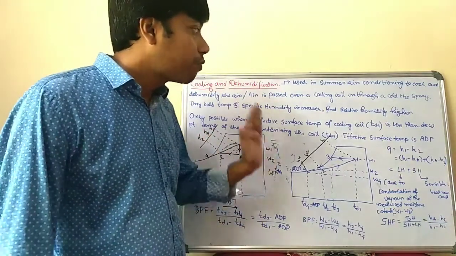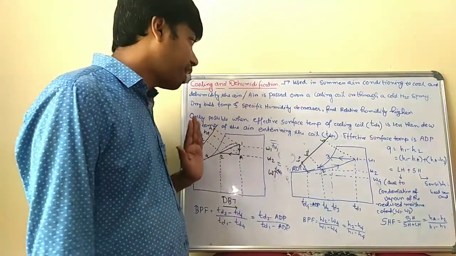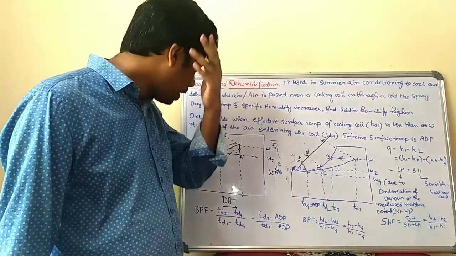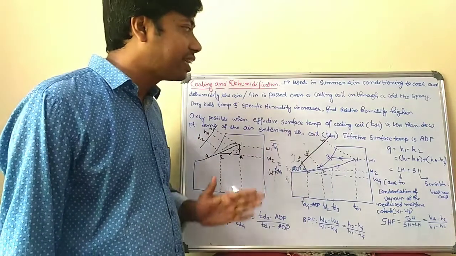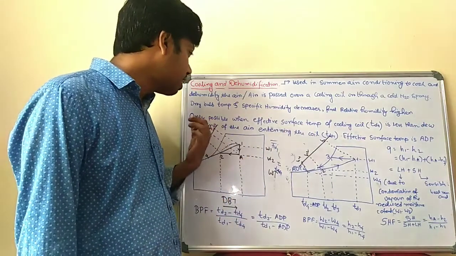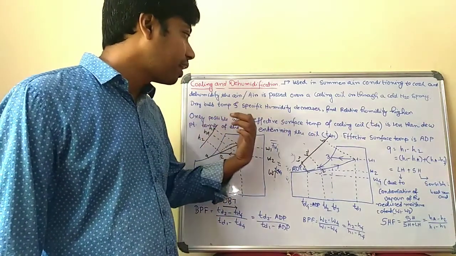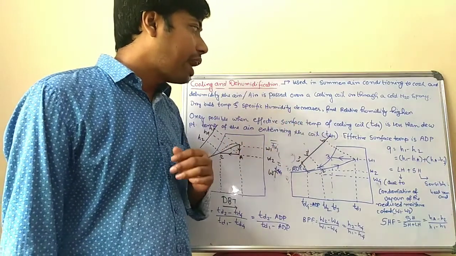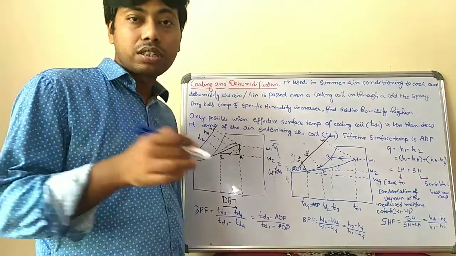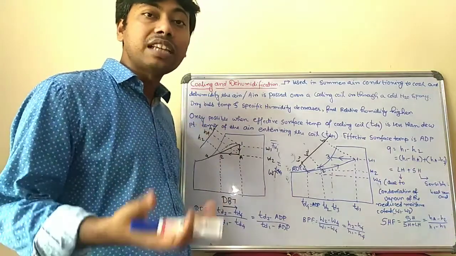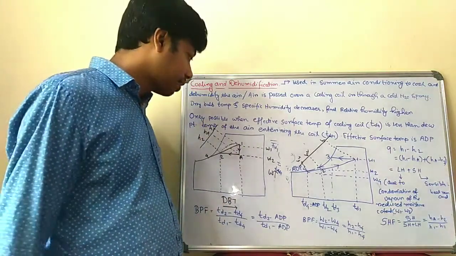Okay, fine. Now final relative humidity is higher. Final relative humidity is higher only possible when the effective surface temperature of the cooling coil, that is TD4, is less than the dew point temperature of the air entering the coil, and the effective surface temperature of the particular coil, which is shown in the diagram, that is TADP, meaning apparatus dew point temperature.